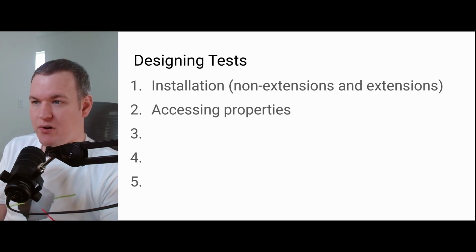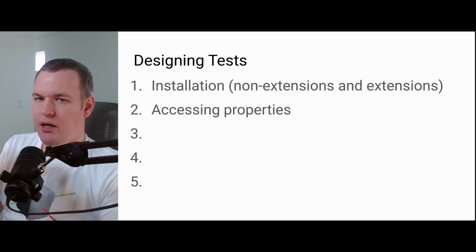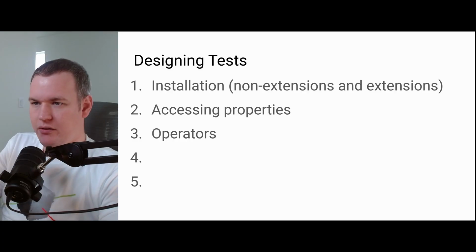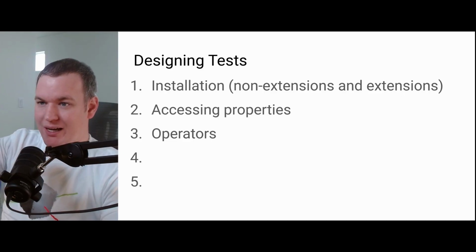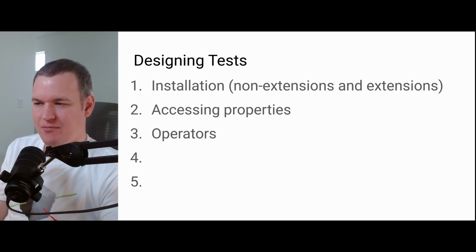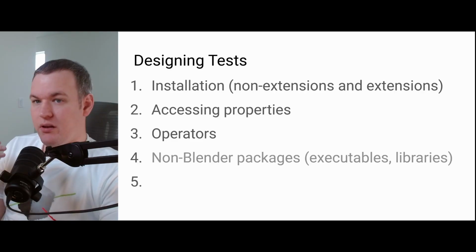Second, accessing properties, make sure that your panels and operators are registered correctly and that everything's accessible. Third, operators. So all the buttons and menu items that your add-on has, make sure you test each of those. Usually what I do is I just make a test for each operator, and then with just minimal setup code, I just run the operator. Just don't do anything else, just test that. Now, of course, you can add more nuance to the tests as you go on, but initially, just make sure the operators run.